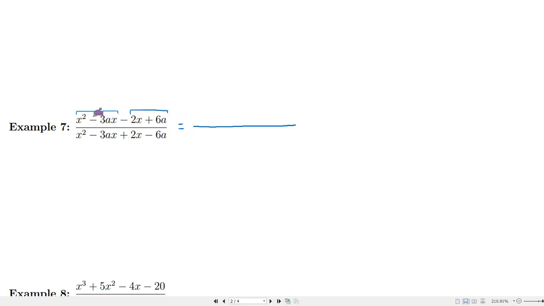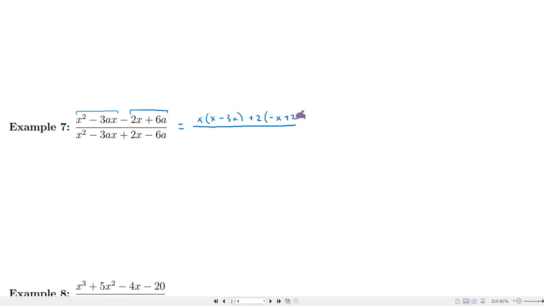So we can factor out of this first one, it looks like we could factor out x. So then we'd be left with x minus 3a. And over here, what can we factor out? Well, we could factor out just the 2, right? Now, if we factor out only the 2, what are we left with? We're left with minus x, and then we were left with plus 3a, okay?